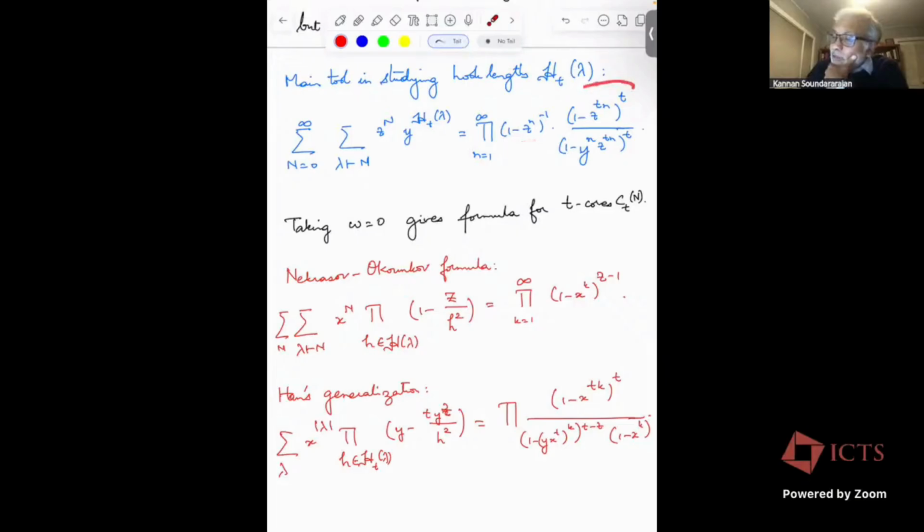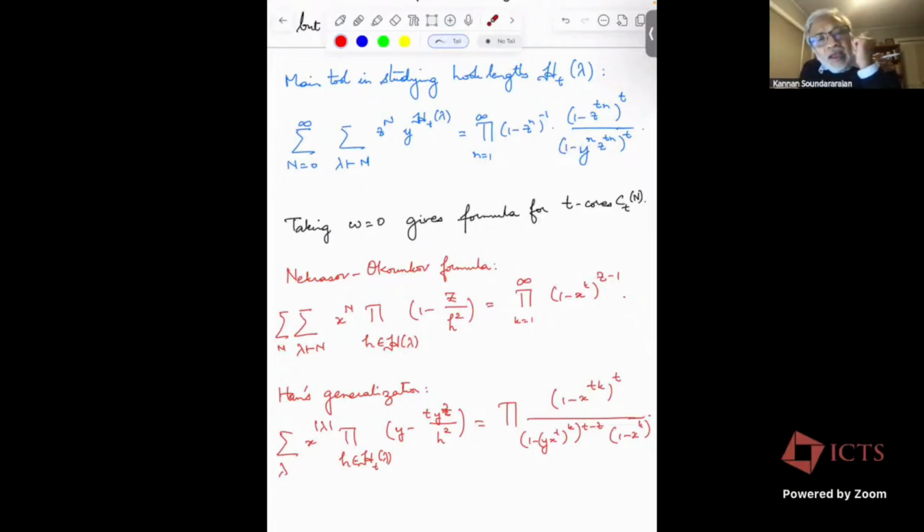This part is just keeping track of all the partitions of n. And then this part is what we already saw when you're looking at t-cores. So if you take y equal to 0, then the only term that survives here is when there are no hook lengths of size t or a multiple of t. So in other words, you're summing t-cores, and then that would be the generating function of t-cores. And then this generalizes the classical formula for the generating function of t-cores.